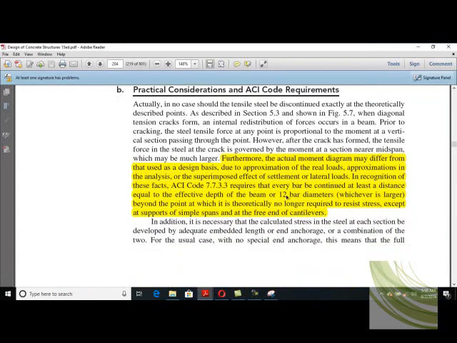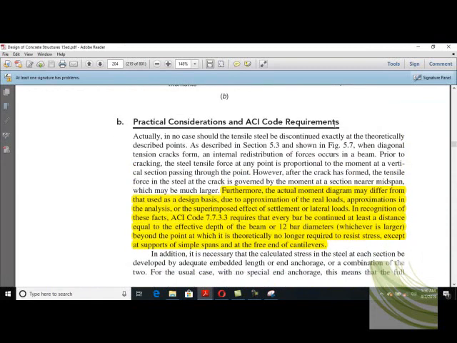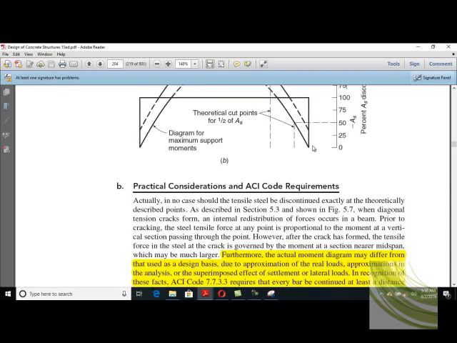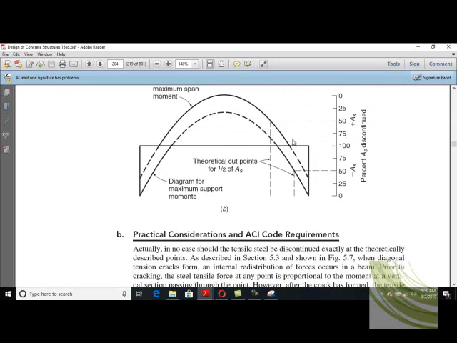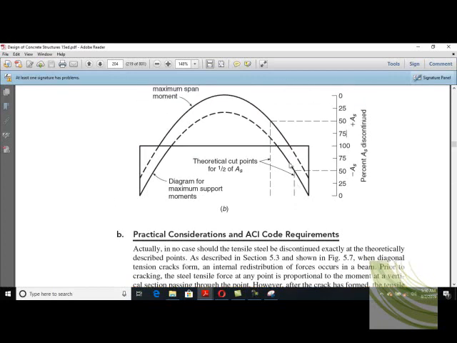Some practical considerations: we basically used these whenever we are calculating the theoretical cutoff points. So now we are moving towards our actual cutoff points. Up to this point, we were basically concerned with theoretical cutoff points. Now we are approaching our actual cutoff points.